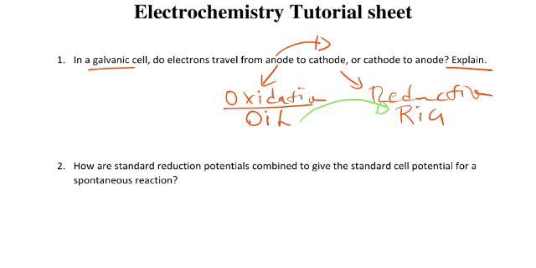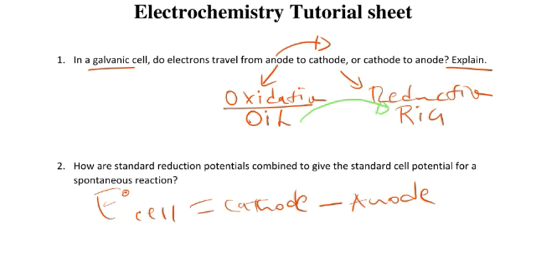So how are standard reduction potentials combined to give the standard cell potential? It is what is at the cathode where reduction occurs, the equation that remains as it is, and you change the sign of the anode. So that's how you get the standard cell potential after combining the reduction potentials of the half cells.